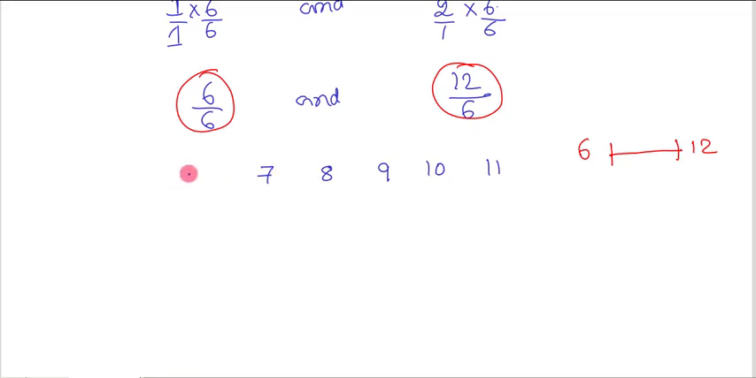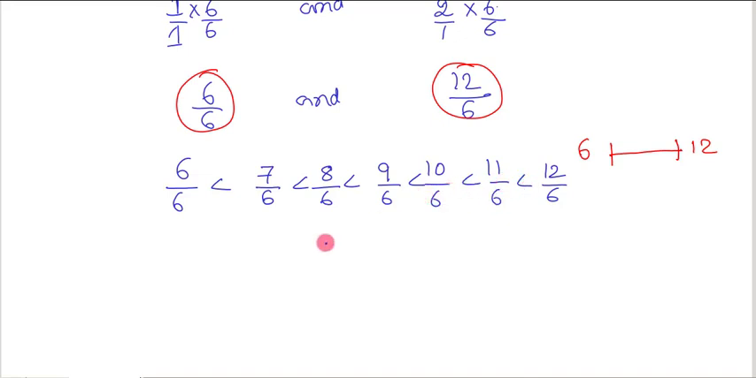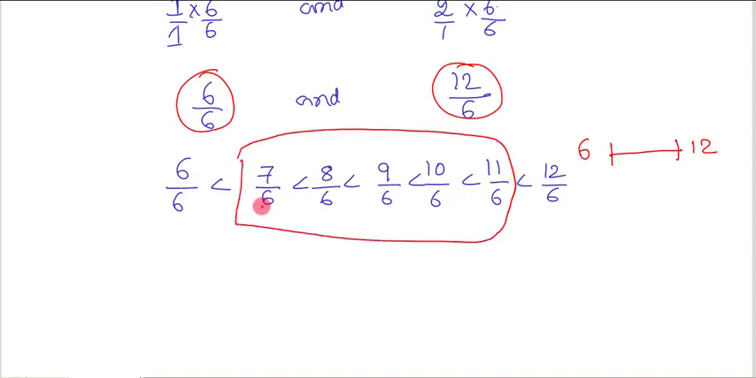In the same manner, if you want to insert rational numbers between 6 by 6 and 12 by 6, now we need to take these numbers with the denominator 6. That's enough, so that you are going to get the answer. So here 6 by 6 is less than, if you take the less than sign between these, then this will be the answer. So what are the rational numbers which lie between 1 and 2? They are 7 by 6, 8 by 6, 9 by 6, 10 by 6 and 11 by 6. These are the 5 rational numbers between 1 and 2.